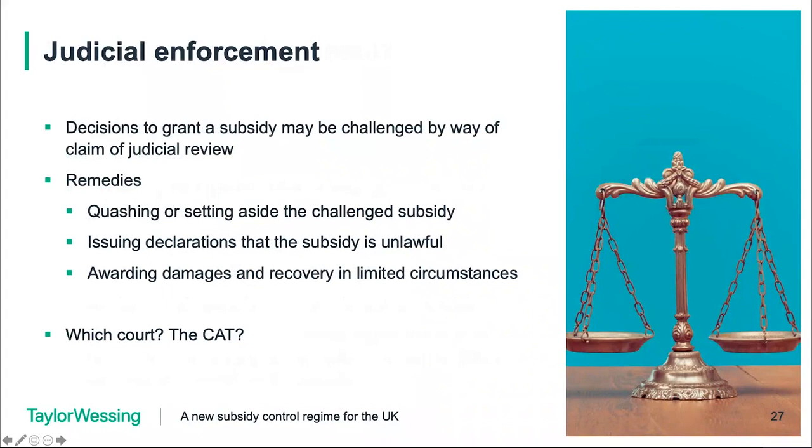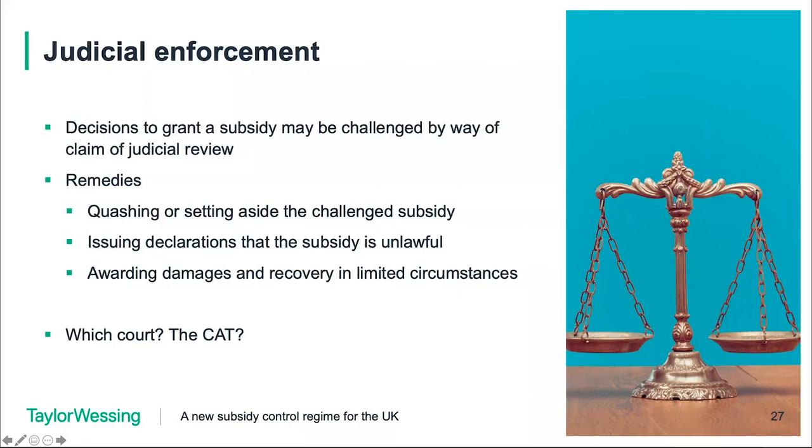So actually, one of the key points will be, if the independent body will have a role, how does it fit with this 1 month deadline for judicial review? Because if a subsidy is looked at by the CMA, it might take them some more time than a month. So we'll see how the two are set up. And the court will have a couple of remedies. For example, it can quash or set aside the challenged subsidy. It can issue a declaration that the subsidy is unlawful, and in very limited circumstances, it can award damages and recovery.